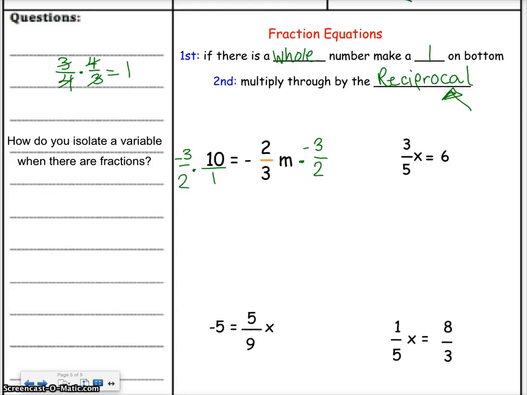All right? And then I'm going to cross simplify. Top times top, negative 3 times 5 is negative 15. And the bottom is just 1, so I don't need to write it. And then look what happens. 3 cancels, 2 cancels, the negative cancels, and all I'm left with is m.